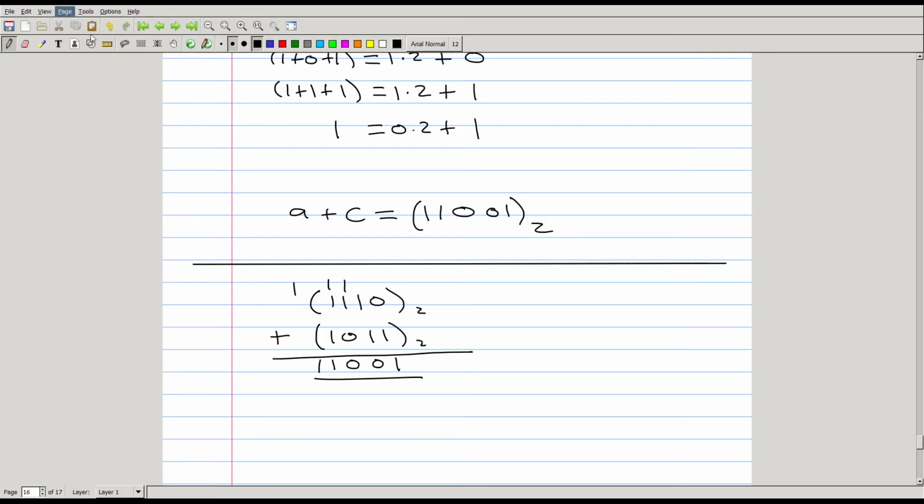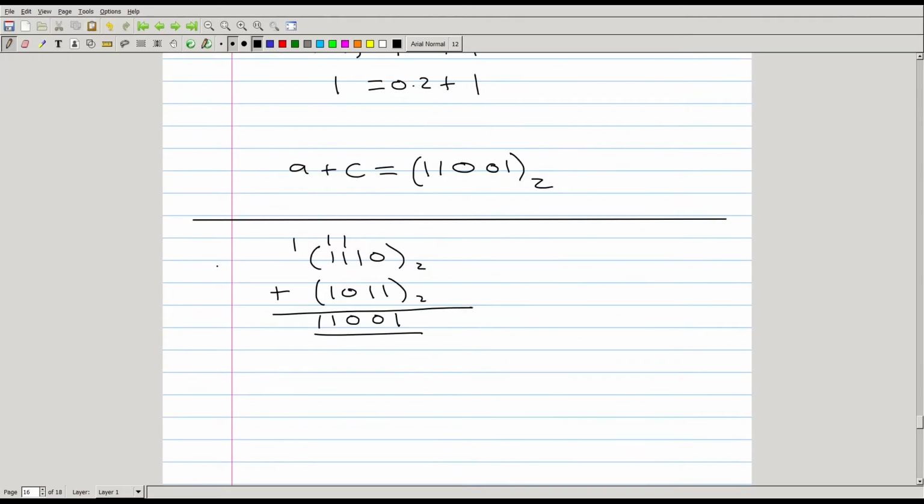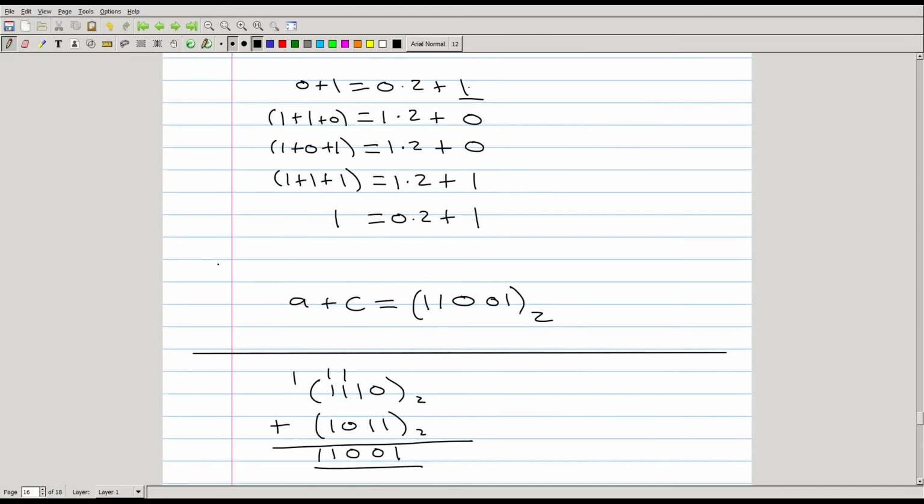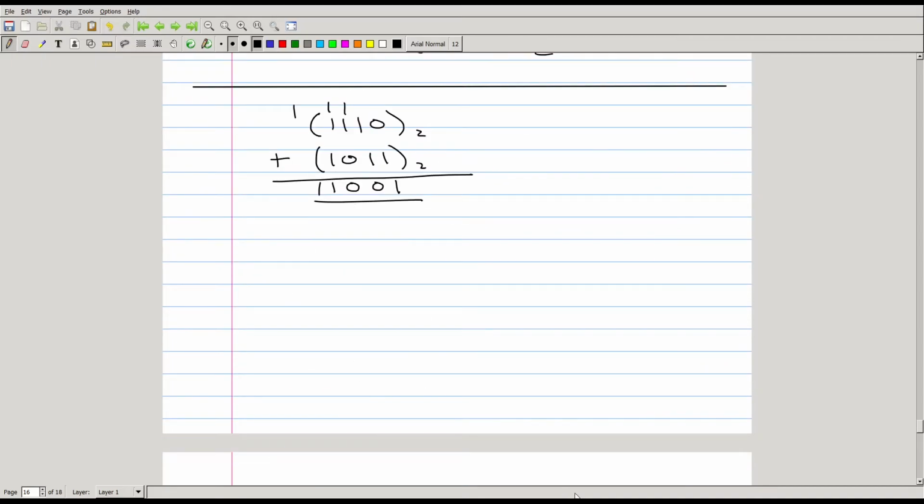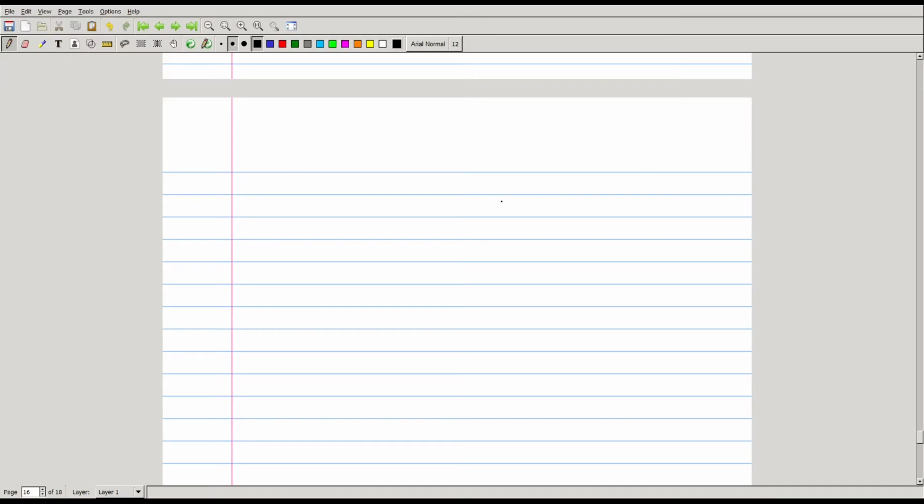So this is very neat, and it clearly shows the consistency of what we're doing here. For multiplication, we have a similar procedure. It is a little bit longer, but it's not too difficult to understand. So we'll take A and C as before and try and calculate A times C.